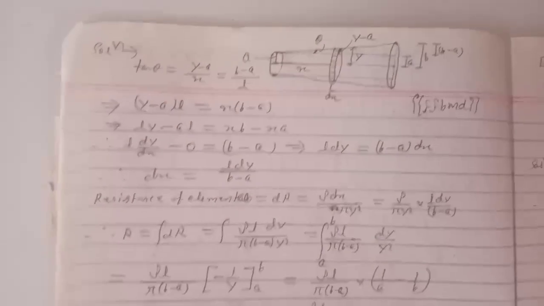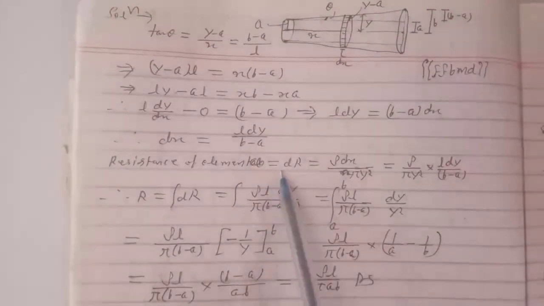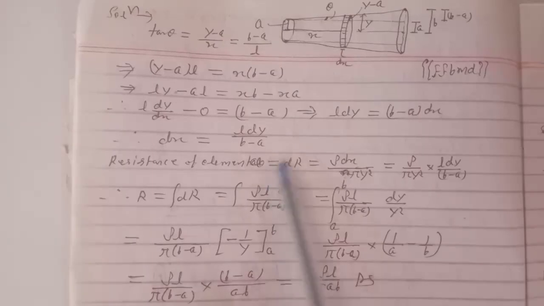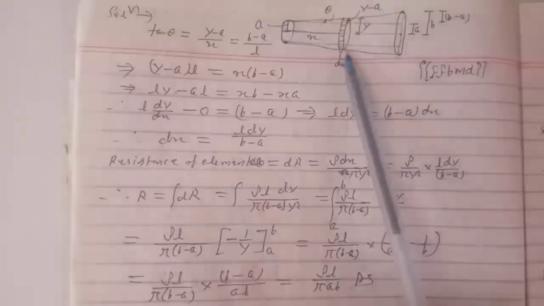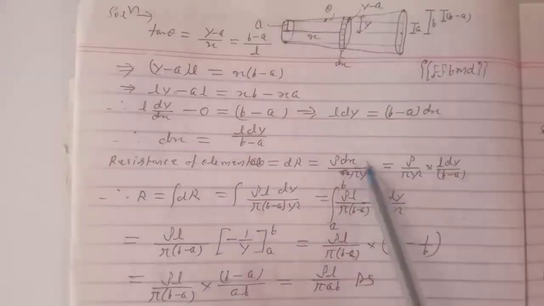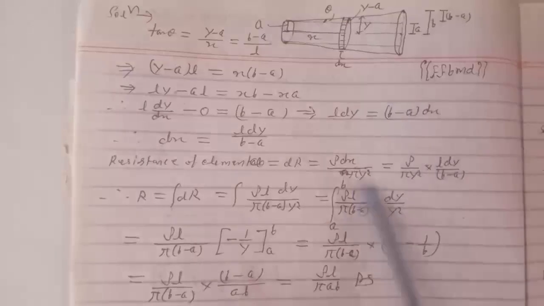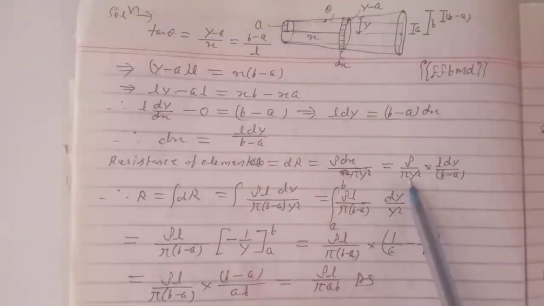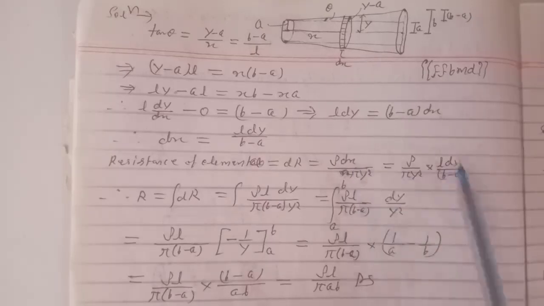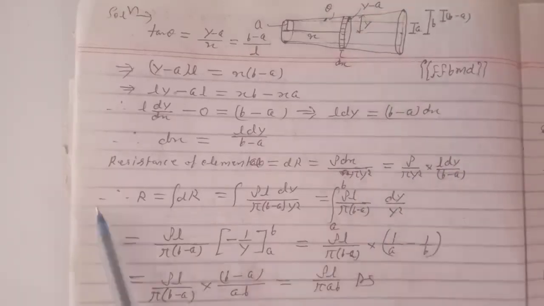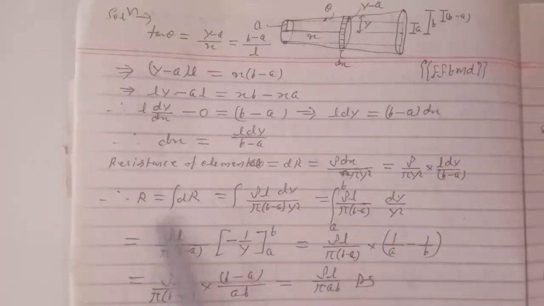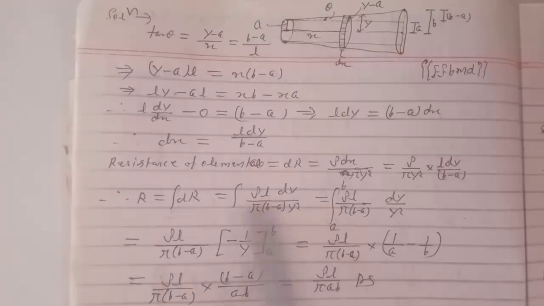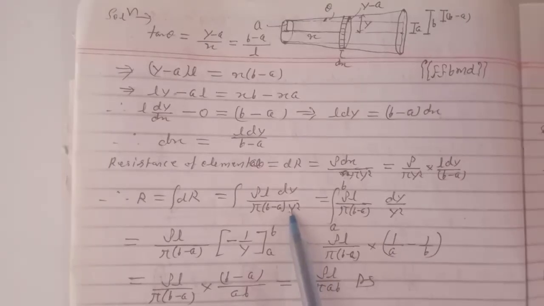So the resistance of the element dR, we have to calculate first the resistance of this element. dR will be rho into dx, because length is dx, divided by the area of cross section, which is pi y square. So rho by pi y square into dx, where the value of dx is L dy by (b minus a). Hence the total resistance of this whole conductor will be the integration of dR, integration of rho L dy by pi (b minus a) y square.